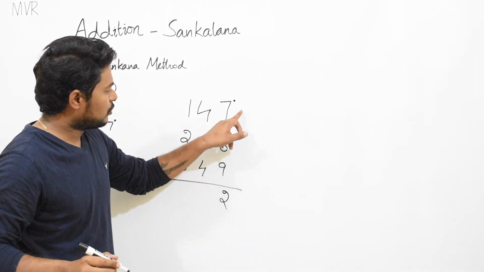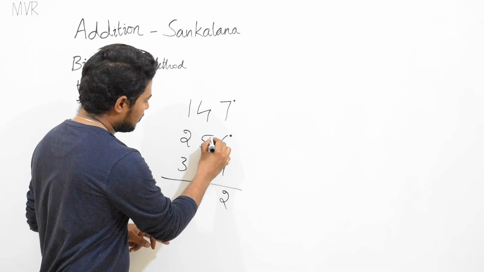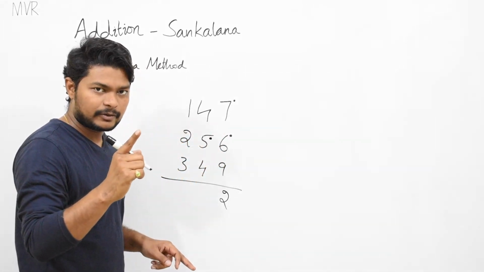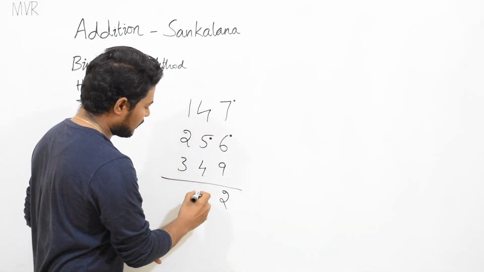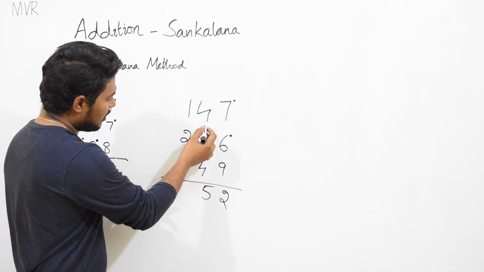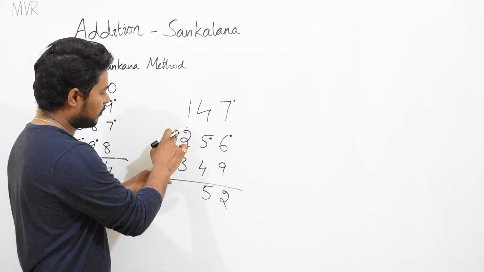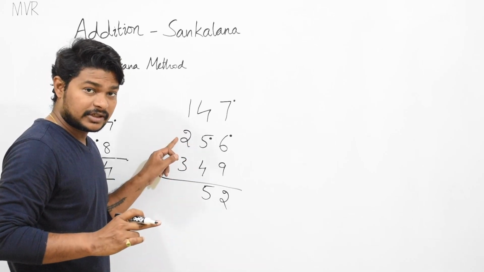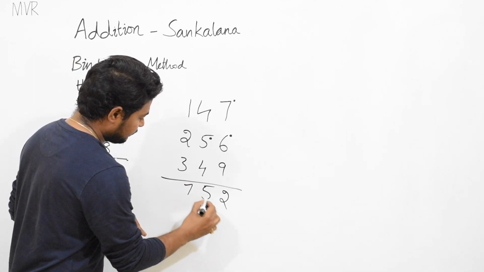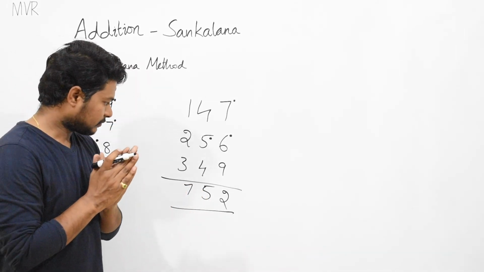Now how many dots? 2 dots. So 2 plus 4 is 6. 6 plus 5 is 11. So 1 dot. Left part is 1. 1 plus 4 is 5. Then here how many dots are there? 1 dot. 1 plus 3, 4. 4 plus 2, 6 plus 1, 7. If you want, you can cross check with the calculator.